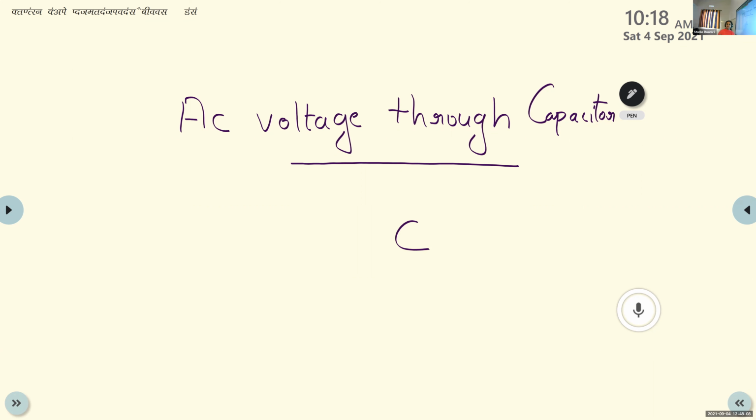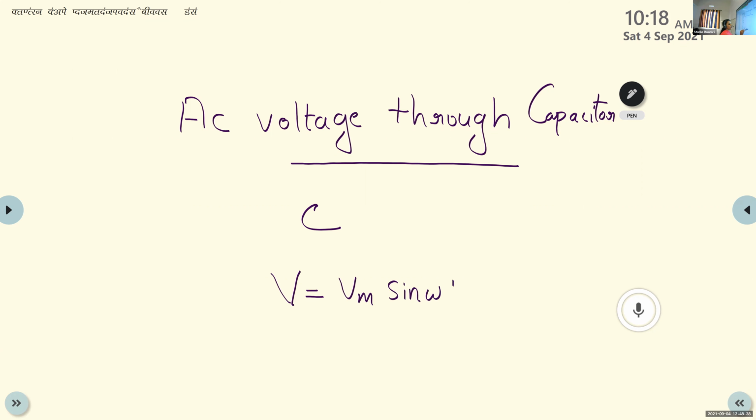and it is connected to an alternating source of EMF, V is equal to Vm sin omega t. Consider a capacitor of capacitance C connected to an alternating source of EMF, V is equal to Vm sin omega t.